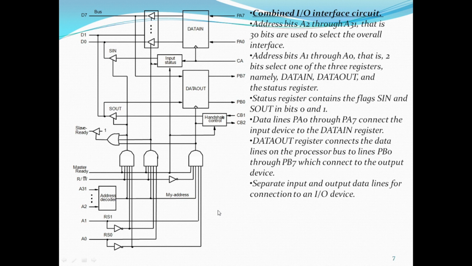So the circuit in this figure has separate input and output data lines for the connection to an IO device. You can see these two separate data lines, that is, input and output data lines for connection to an IO device. A more flexible parallel port is created if the data lines to IO devices are bidirectional. I hope this combined IO interface circuit is clear, which is a combination of the input interface as well as the output interface circuit.